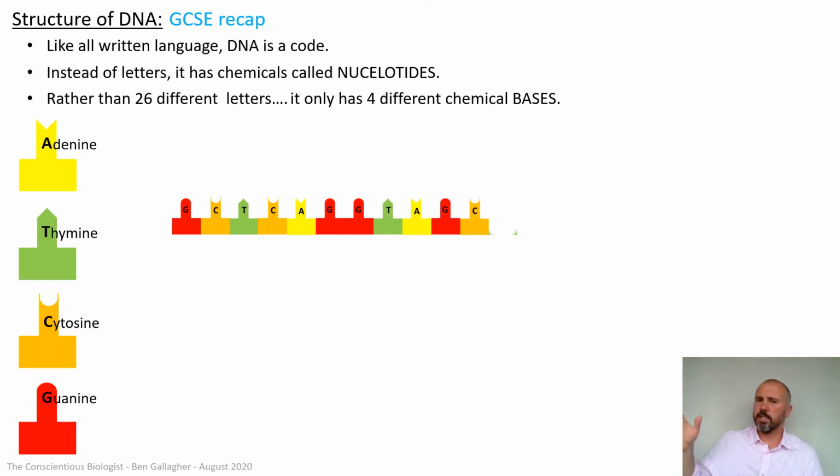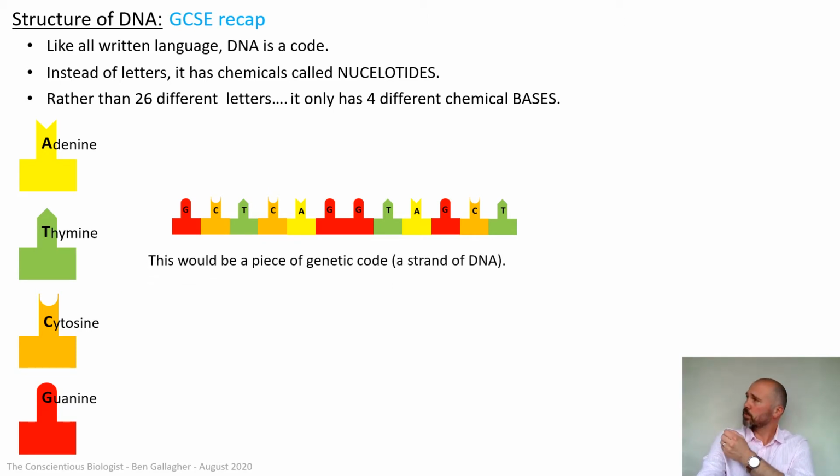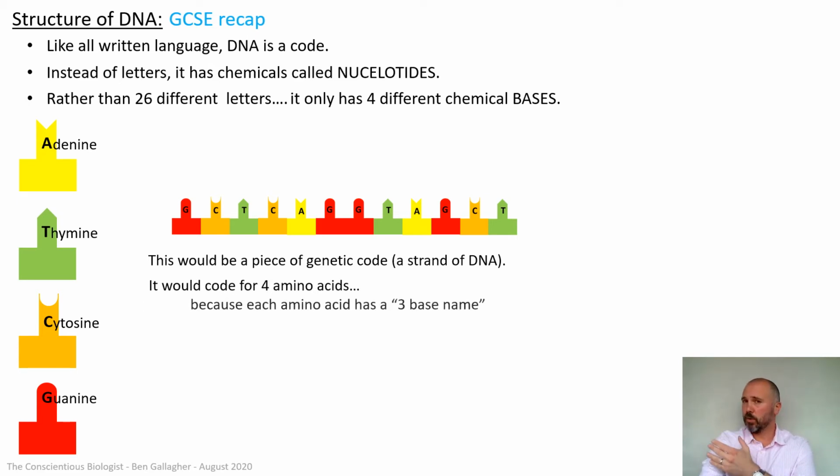Now, if we're going to start to form those into a genetic code, it could be something like this, that GCT, CAGG, TAG, CT might mean something in genetic language, that code. And if you think back to the GCSE lessons and what we mentioned in the first cell biology lessons in the A-level ones, DNA codes for sequences of amino acids, which will fold up into the correct shape to become functional proteins. So what we're talking about here with this strand, with this piece of genetic code, is that this one would code for 4 amino acids because each amino acid has a 3 base name. So GCT at the start there would be a code for an amino acid.